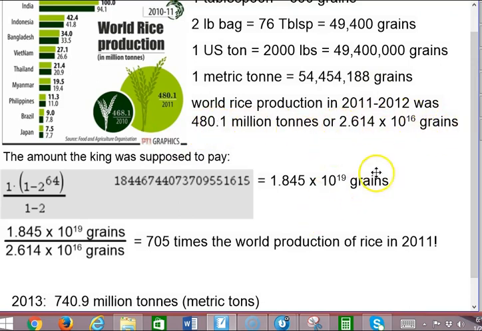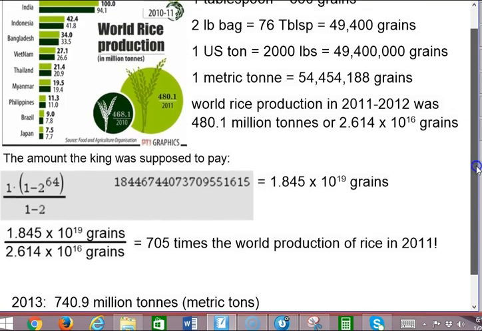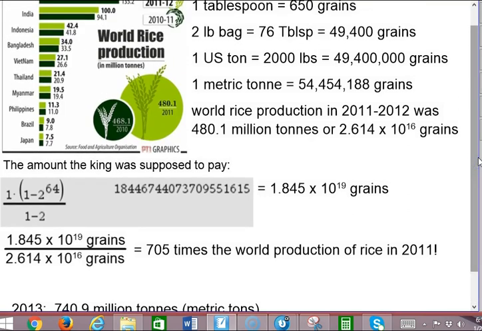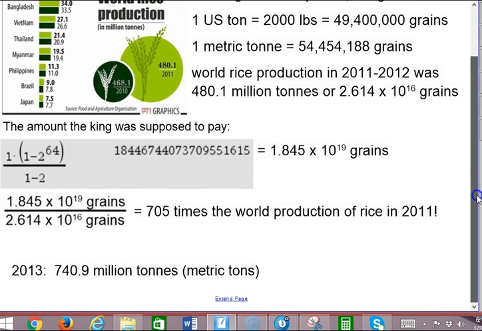So basically what the king paid the man who invented the game of chess was 705 times the world production of rice in 2011. Because if you take the amount he was paid divided by the actual amount of rice produced in 2012. So this is an enormously huge amount of rice. No way the king could pay up. It's impossible. It was more than the rice produced in the whole world. So just in case you were wondering, I thought that was pretty cool.